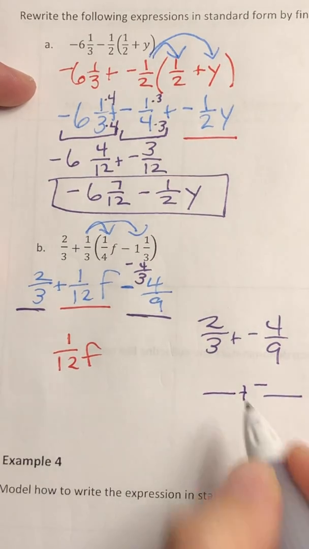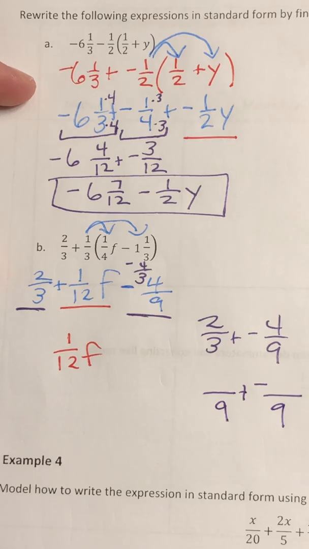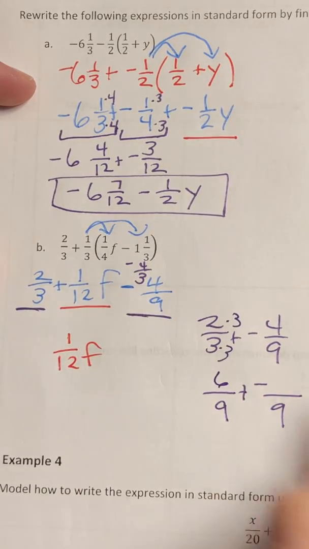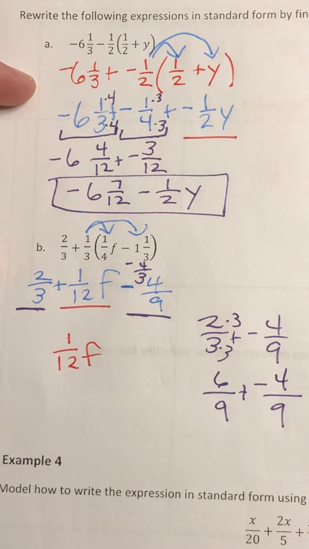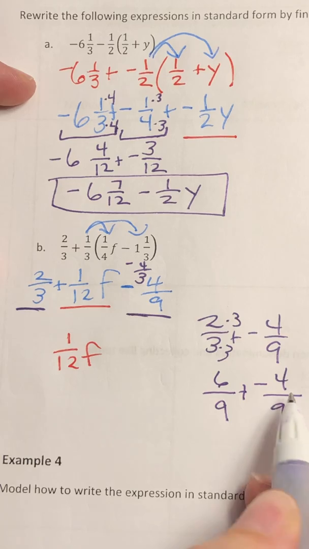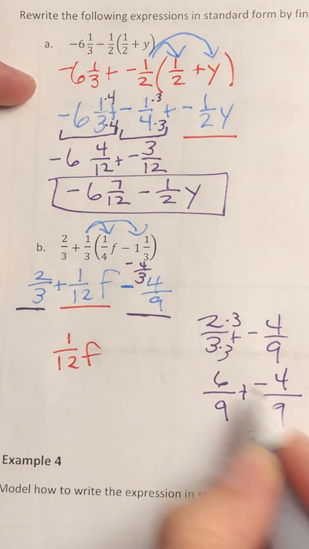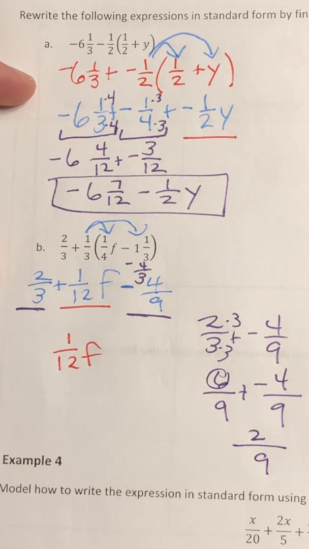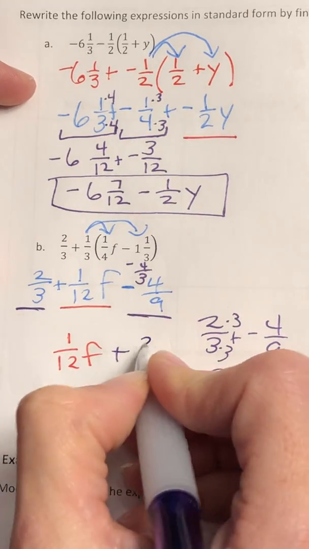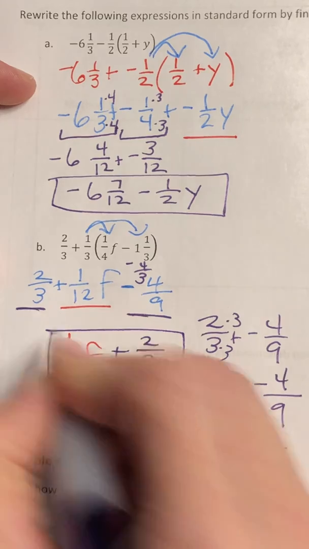I know that I need a common denominator. 3 times 3 is 9, so 2 times 3 is 6. This one stays the same. Same sign, add and keep, but these are different signs, so we subtract. Take the sign of the larger, it's positive. So I end up with 1/12 f plus 2/9.